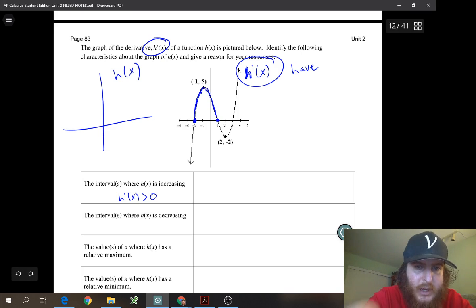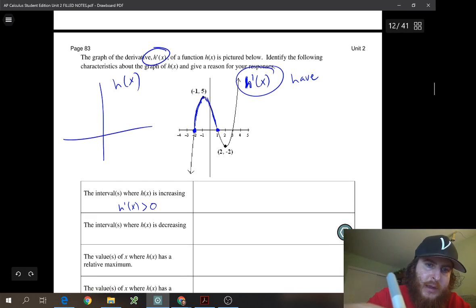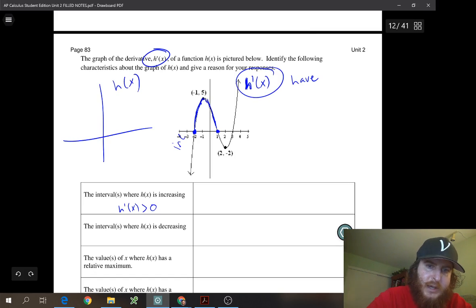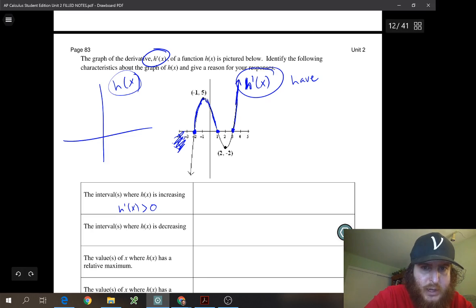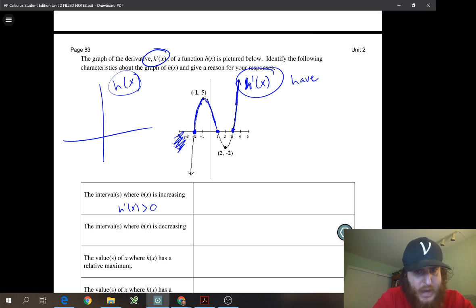A lot of students mess this up, and they look for where the graph is increasing, and they say it's from -infinity to -1. That would have been for h of x, but we don't have h of x, we have h prime of x. So it's only the positive sections. It doesn't matter if it's going up or down. Right here, h prime of x is going down, but that doesn't matter because we only want the positive values, because we have the derivative.